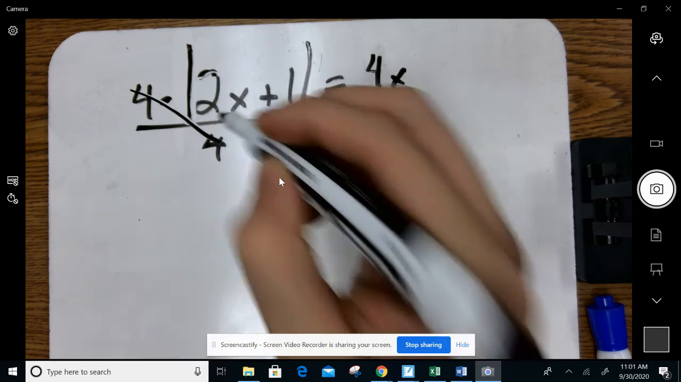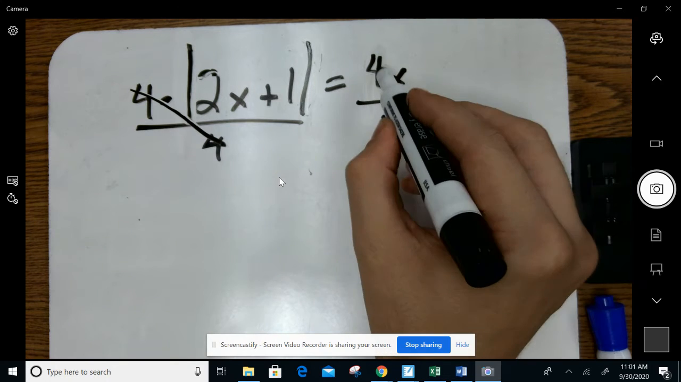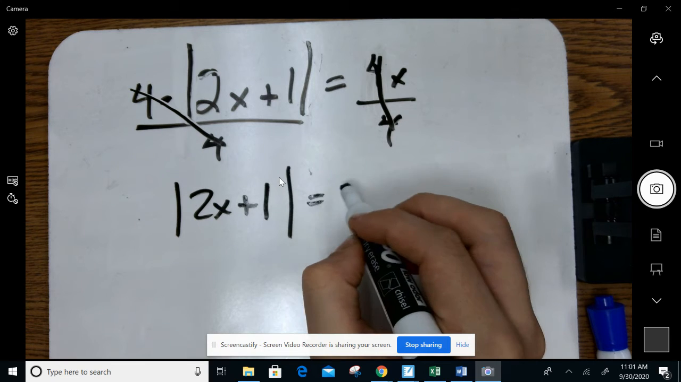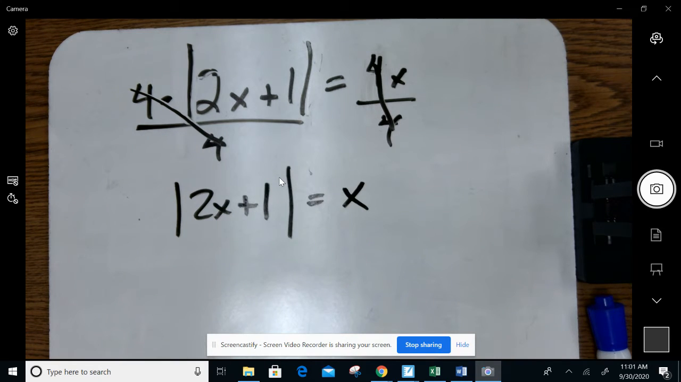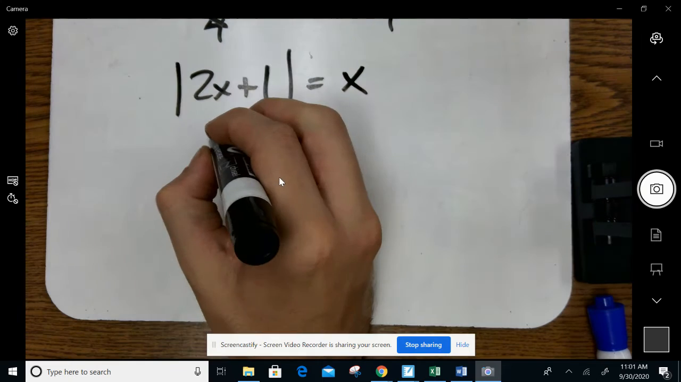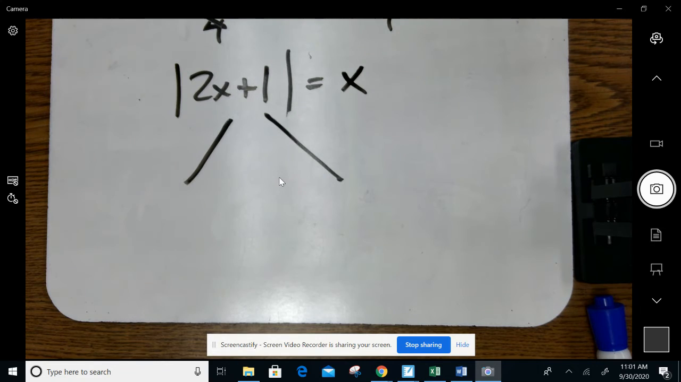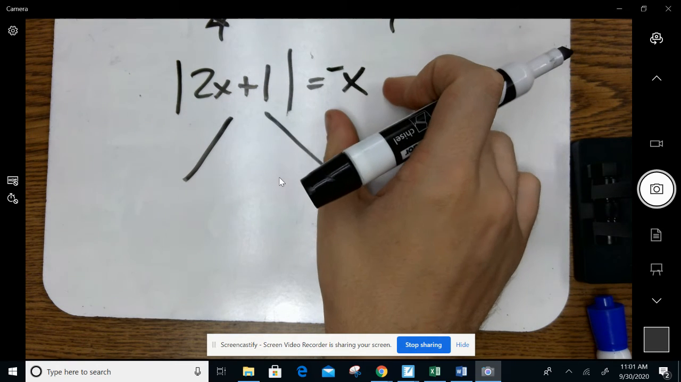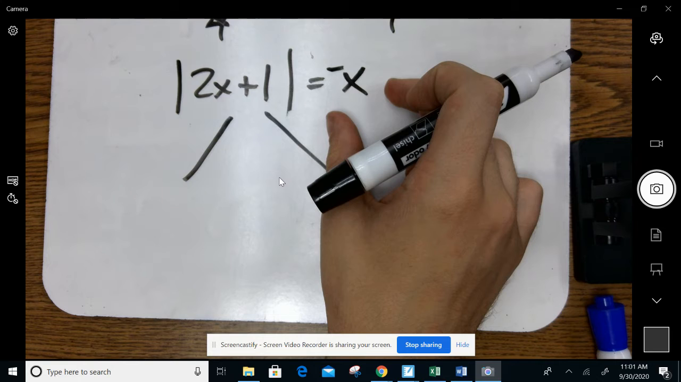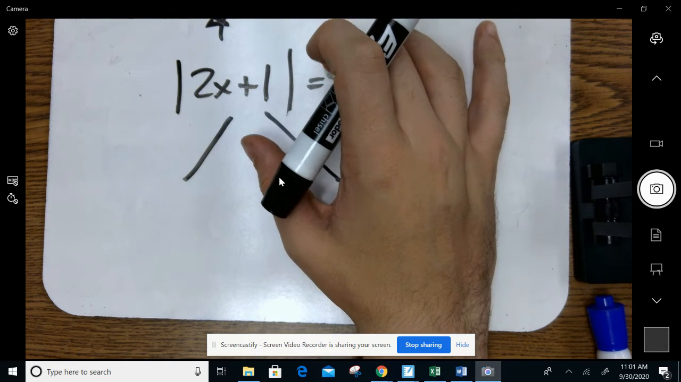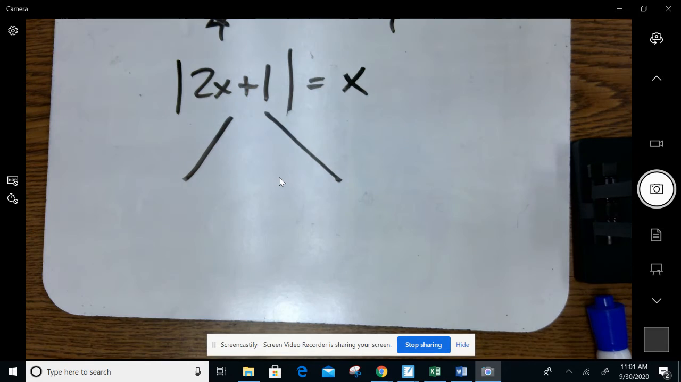But divide by 4, that gets rid of the 4, undoes the multiplication. And now you are ready to split into 2 different cases. One's going to be positive, one's going to be negative. Now, if your answer over here happened to be negative, it's all about this number. Once you get it by itself, if this number shows up to be negative at any point, then you're done. You just say no solution. All right, but as long as it's positive, you can keep going.